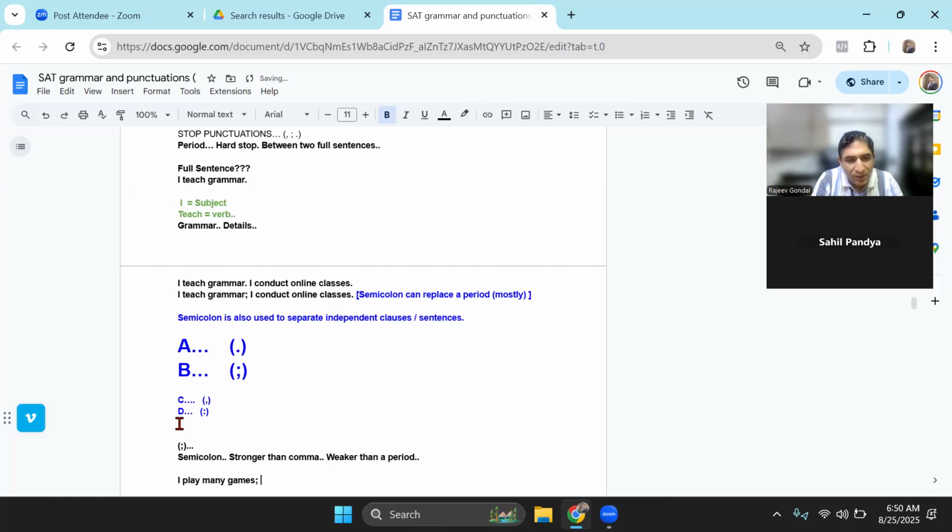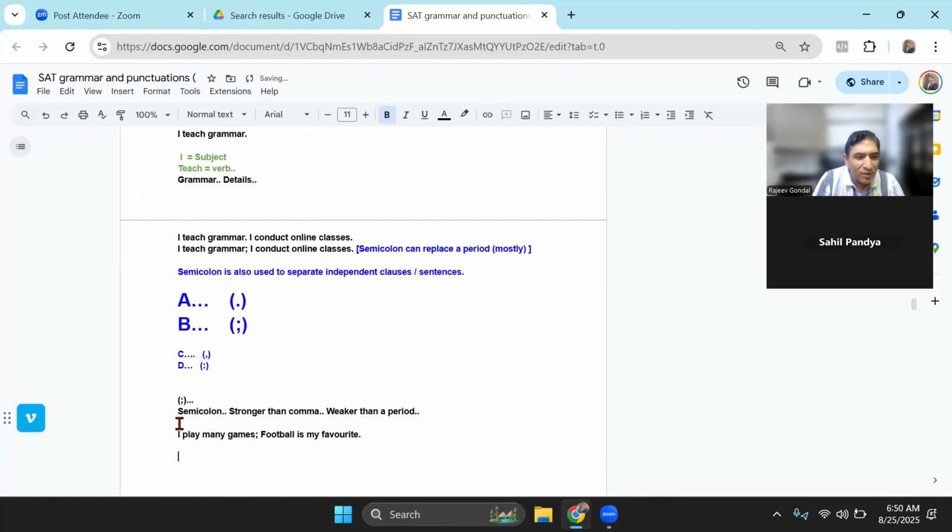Yeah. Semicolon, football is my favorite. Now, I'm talking about the games I play, and I'm just talking about one of them, which is my favorite. And this one is a very related thought. So I would rather put a semicolon here than a full stop. Does that make sense? Yeah. Because this is a lighter punctuation.